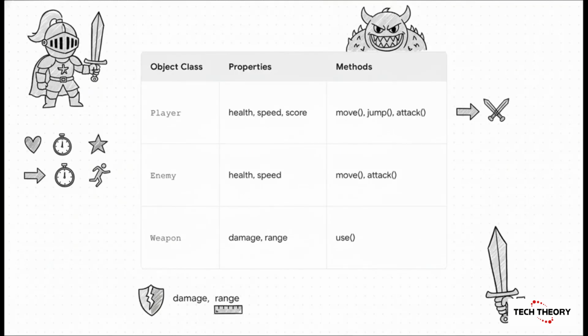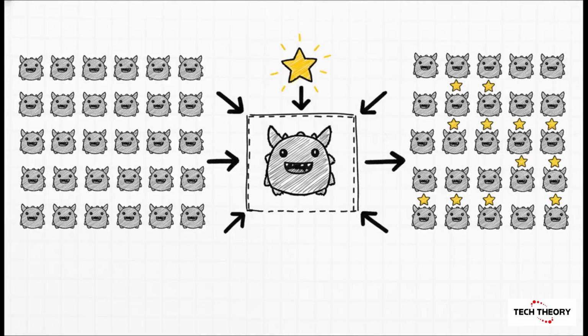This is what's so cool about how OOP sees a game. Everything, and I mean everything, is an object. Your character is an object. The bad guys are objects. Even the sword you're carrying is an object. And each one is its own neat little package, bundling its own data, like health or speed, with its own abilities, like being able to move or attack. So why is this such a game changer?